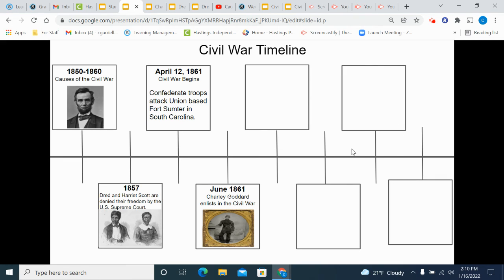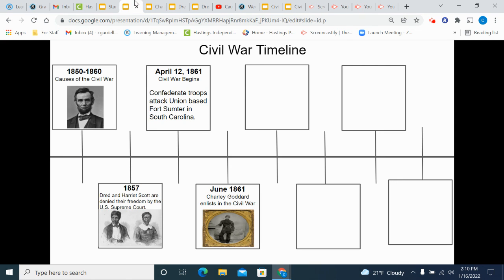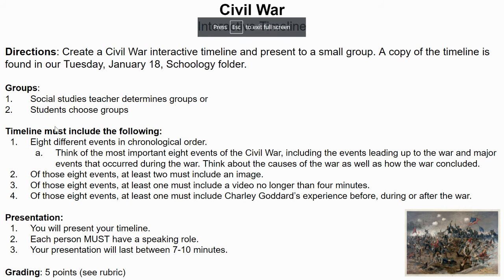You obviously would need 8 in total. Again, I would encourage you to have some form of dates or years at the very top. Below that, a title, and then some basic information about that event. And again, make sure that you follow the criteria that we have set forth in this slide that explains what must be included within your interactive timeline about the Civil War.